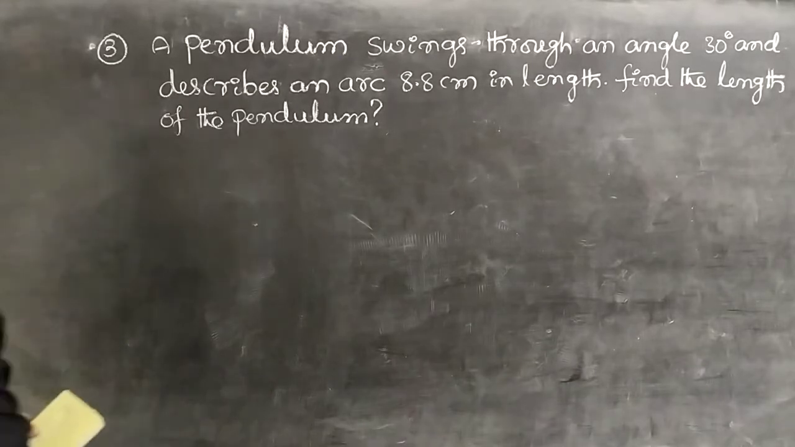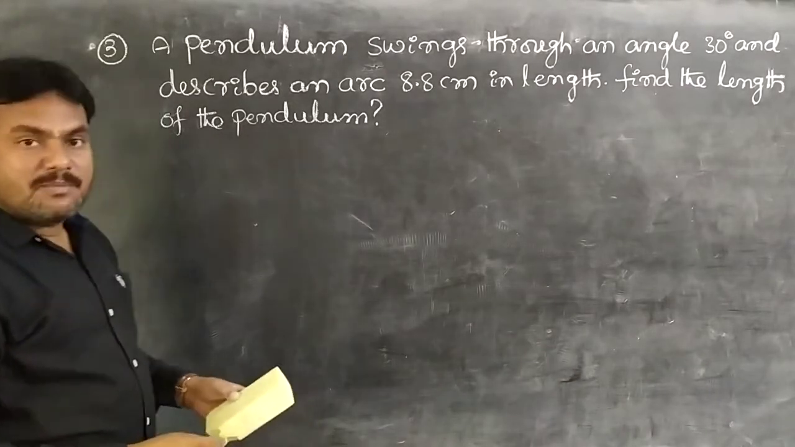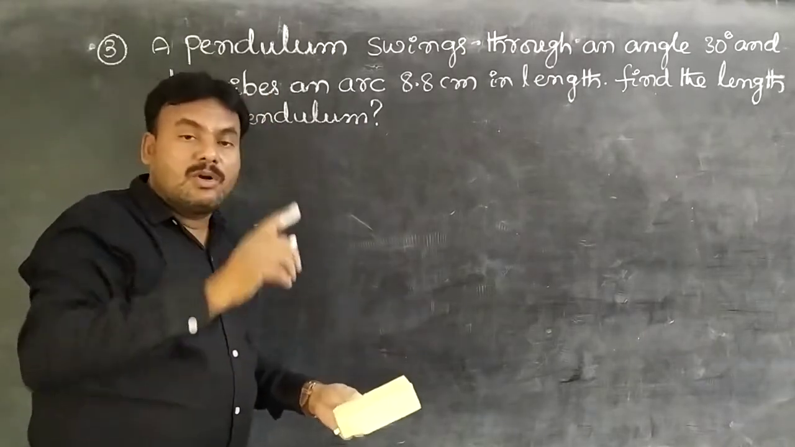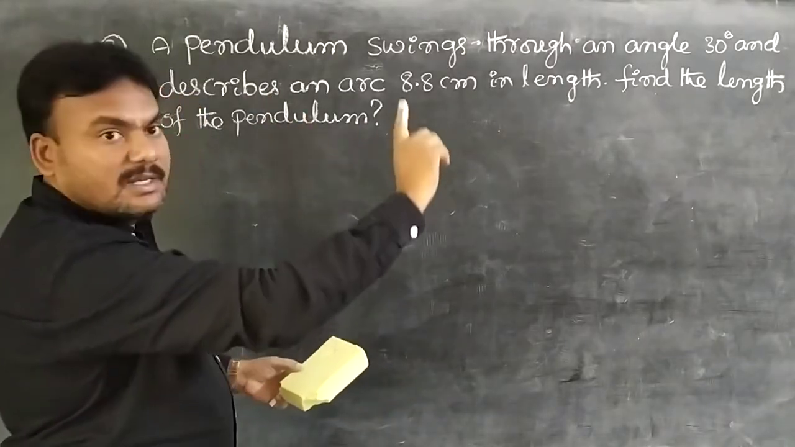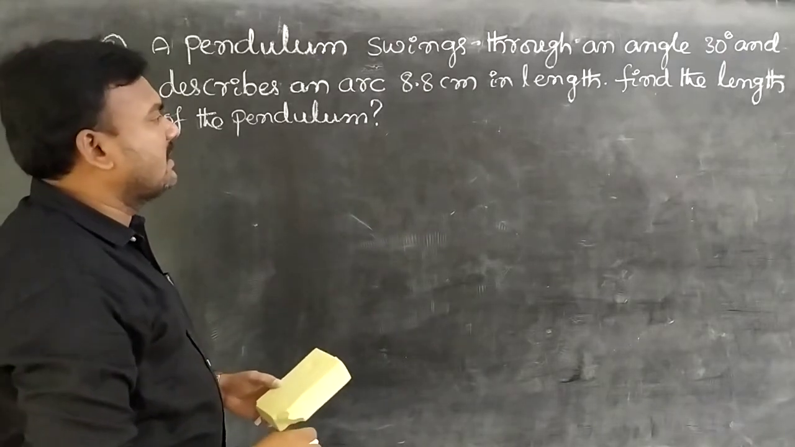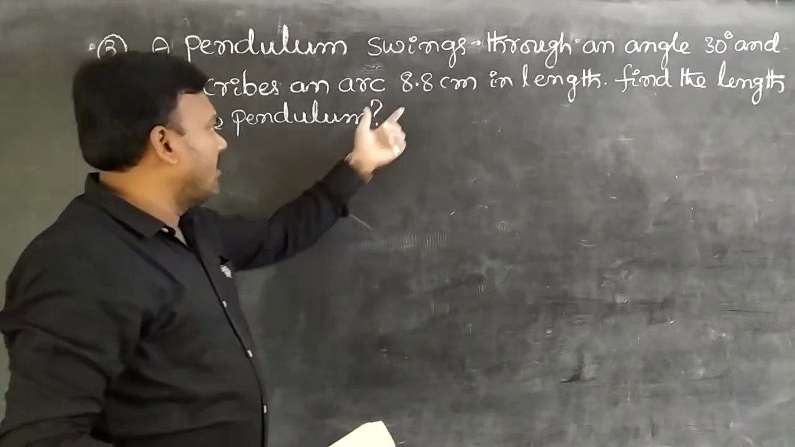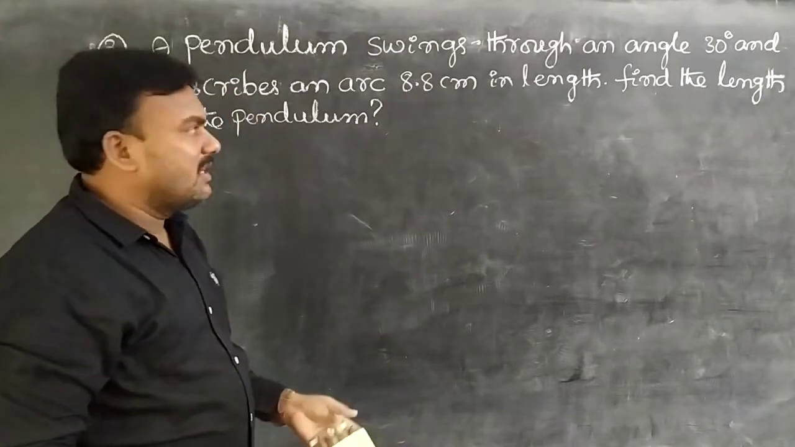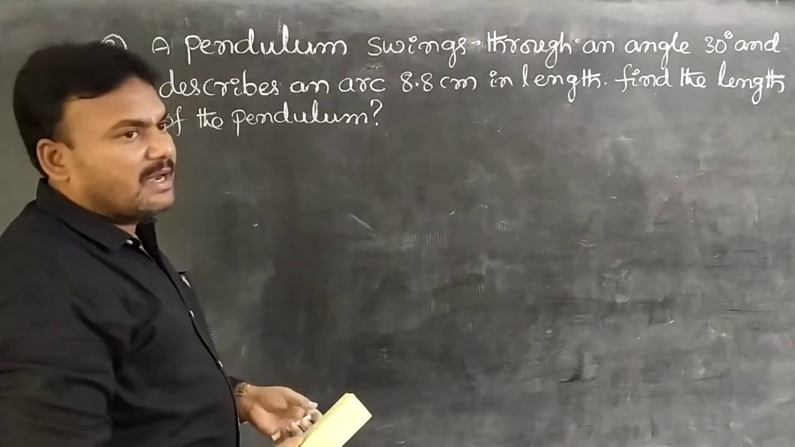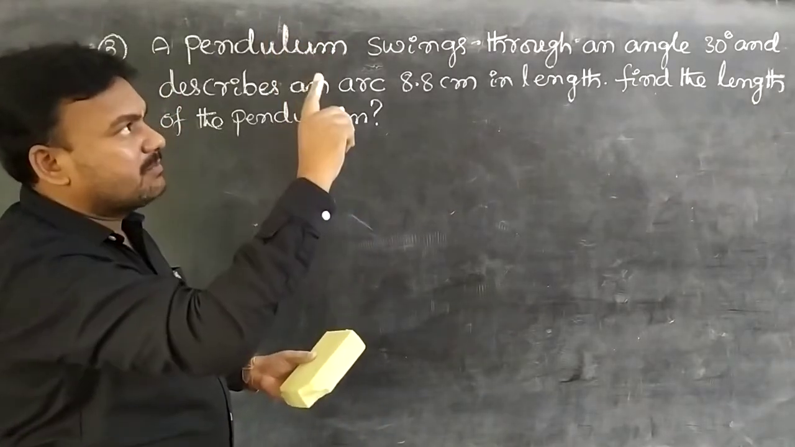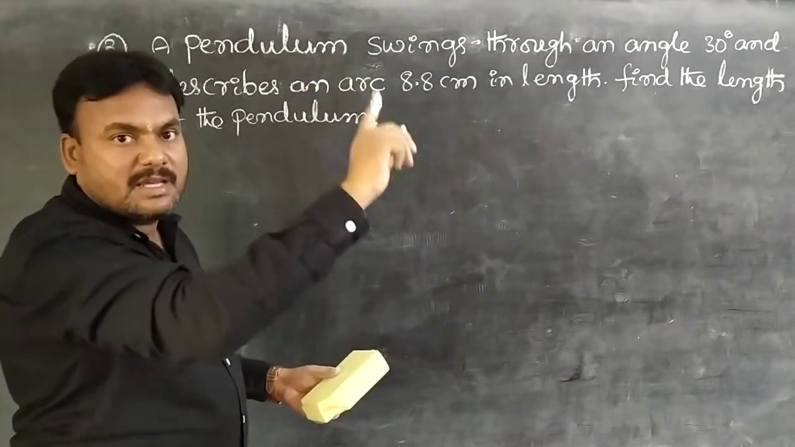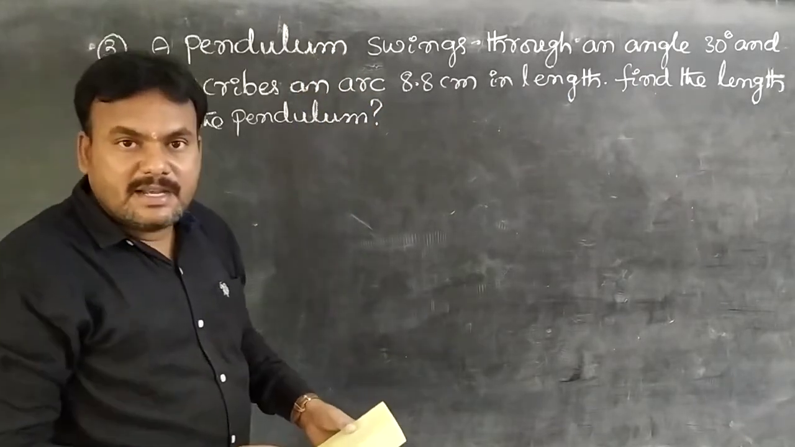Right, students. First, analyze the problem carefully. A pendulum. Pendulum means the one in your old watch, students. Observe this one. This is a pendulum. A pendulum swings through an angle 30 degrees and describes an arc 8.8 centimeters in length. Find the length of the pendulum. Length means nothing but the radius of a sector, students. Radius of a sector.